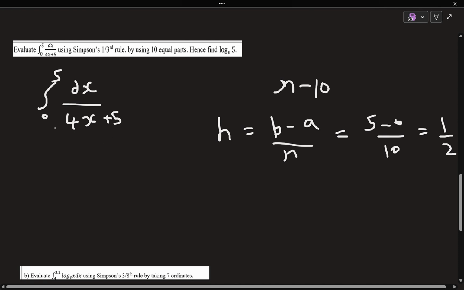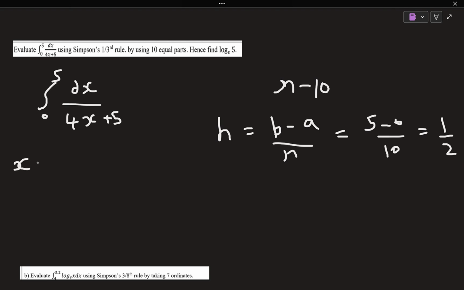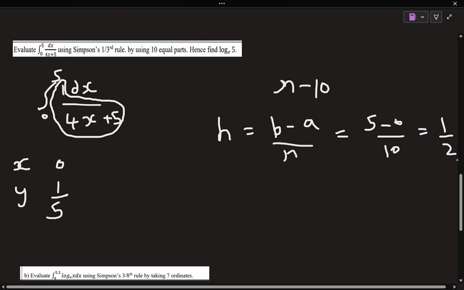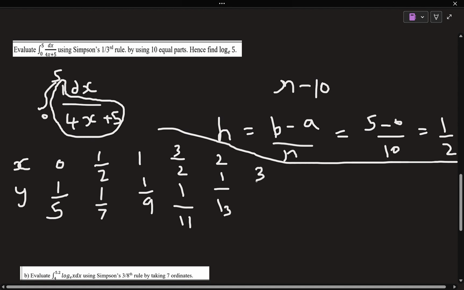Now I have my h, and I need to form my table. Basically your y, which is also known as f of x, is this part. So when I put x as 0, what will y be? y will be 1 by 5, correct? Because 4 into 0 is 0, so 1 by 5. Now my width is 1 by 2, so I keep adding 1 by 2. When x is 1 by 2, my y value will become 1 by 7. The same way, when x is 1, my y value will be 1 by 9. Then when x is 3 by 2, my y value is 1 by 11. When x is 2, the y value is 1 by 13.